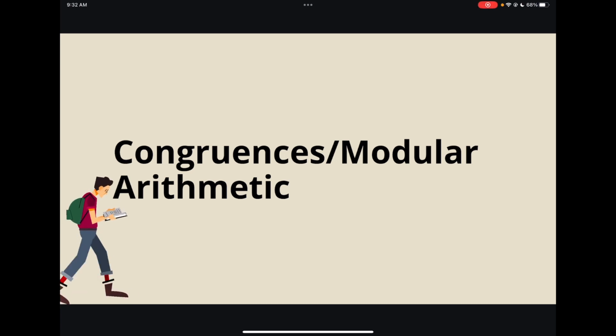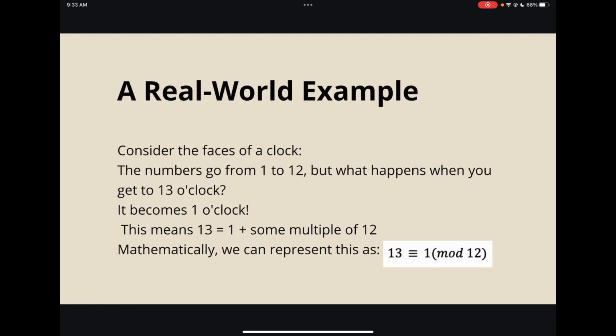Hi everyone, we're going to be doing congruences and modular arithmetic now. To introduce congruences, we're going to look at a real world example first. When you're thinking of a clock, we're actually using modulus. You can connect it to bases, but it's like making the base 12. For example, if we have 13 in this case, it's going to be 1 mod 12 because there's one remainder.